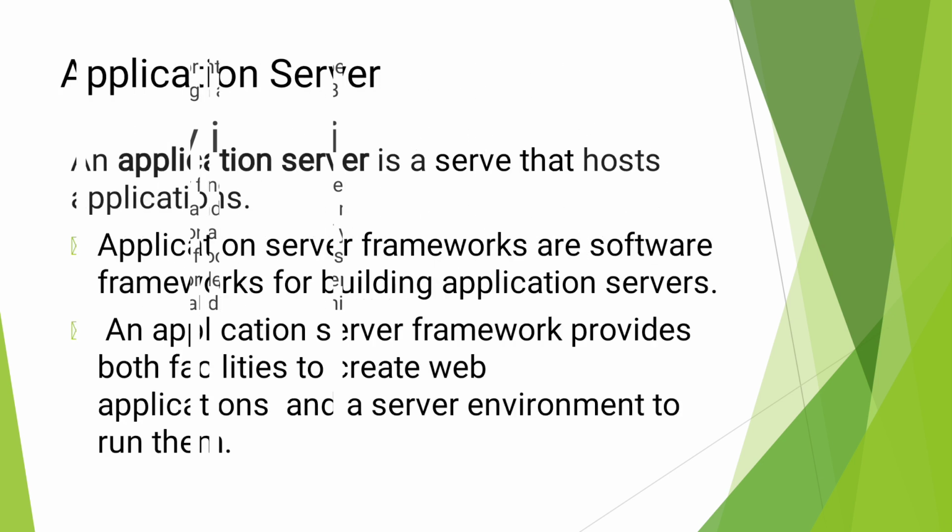After this, I'll discuss the next type of server operating system. The next type of server operating system is application server. So the question is, what is the definition of application server? The answer is, an application server is a server that hosts applications. Application server frameworks are software frameworks for building application servers. An application server framework provides both facilities to create web applications and a server environment to run them.